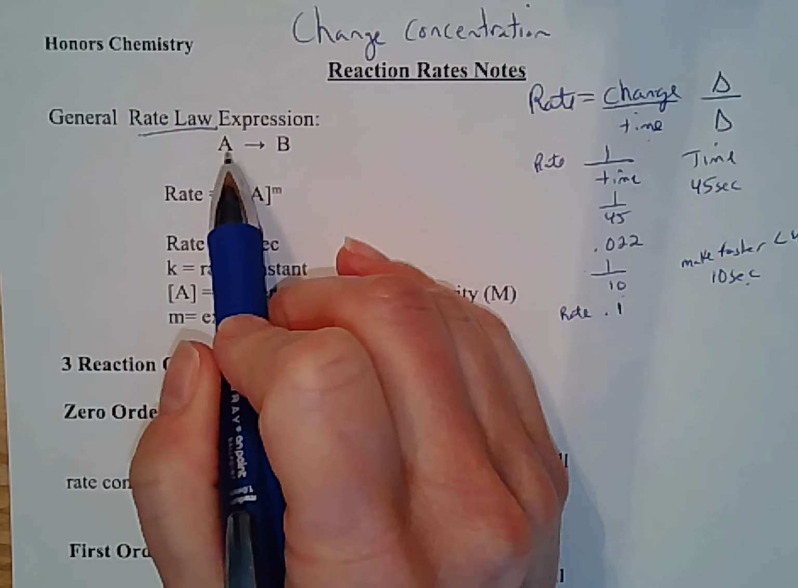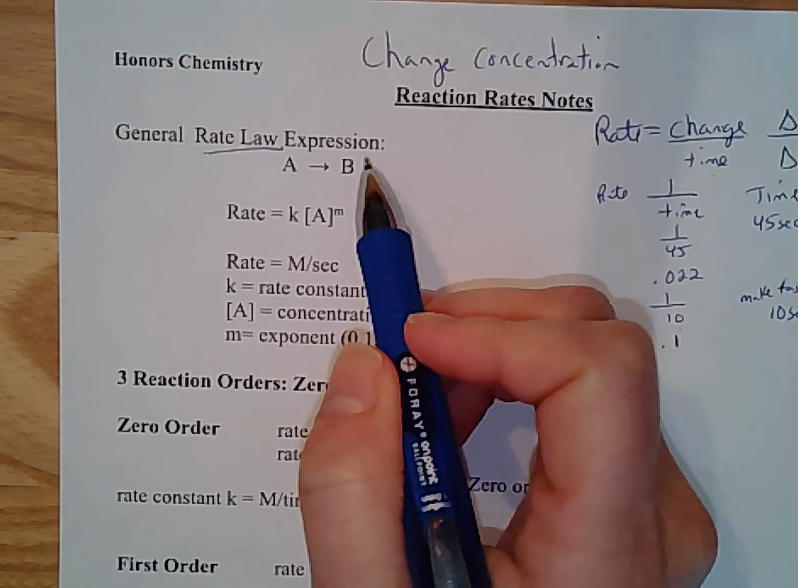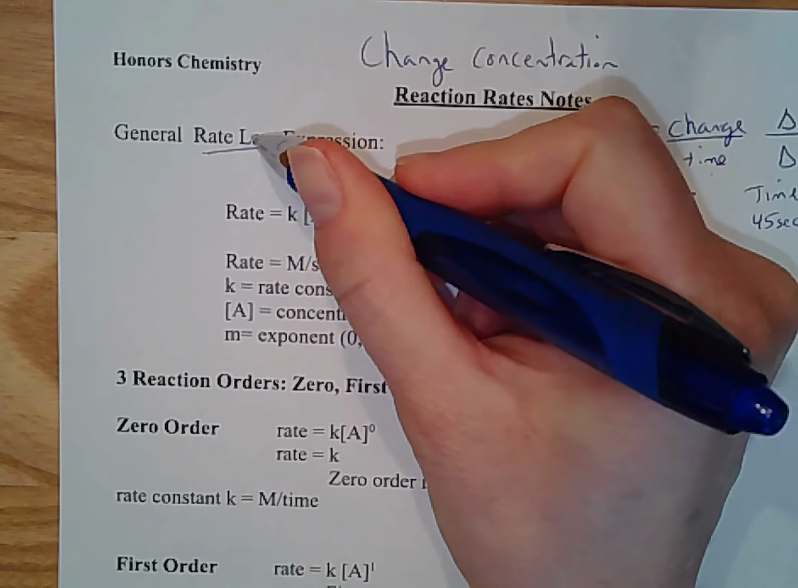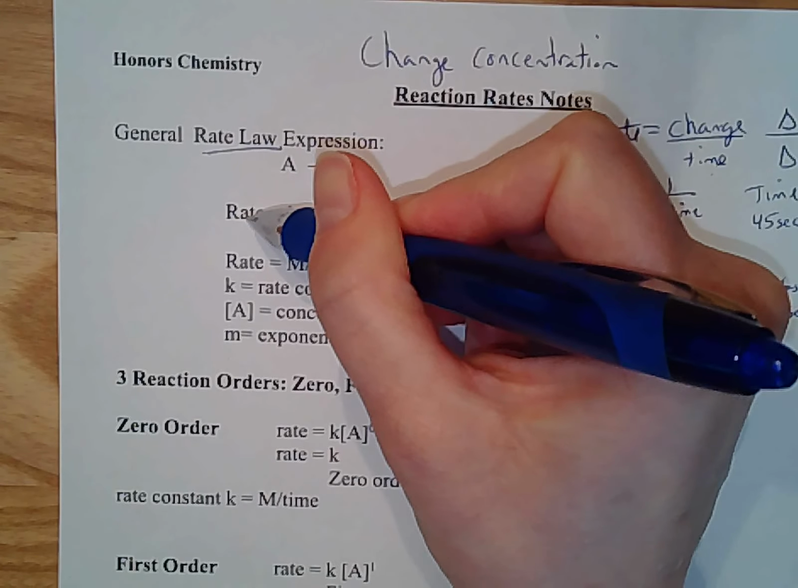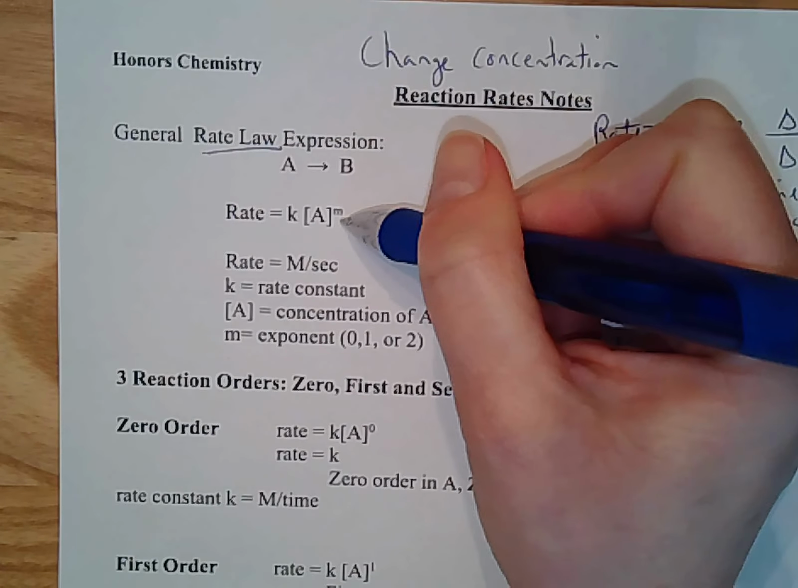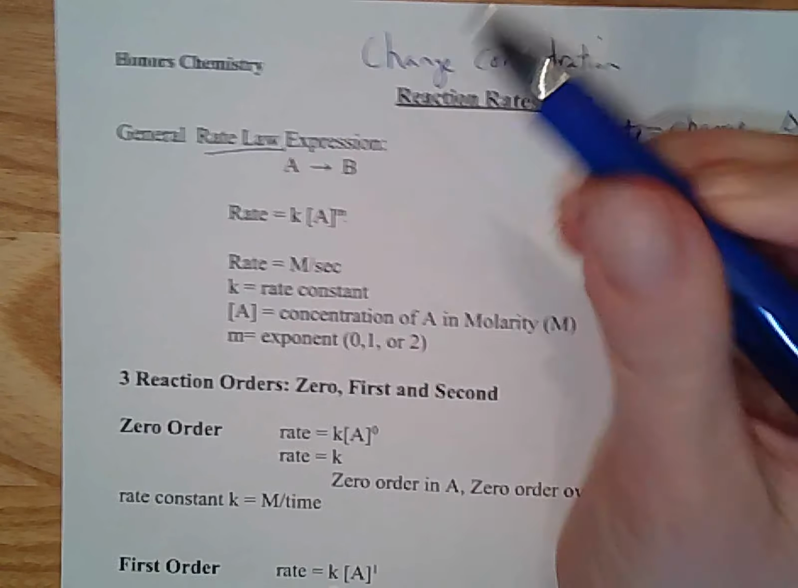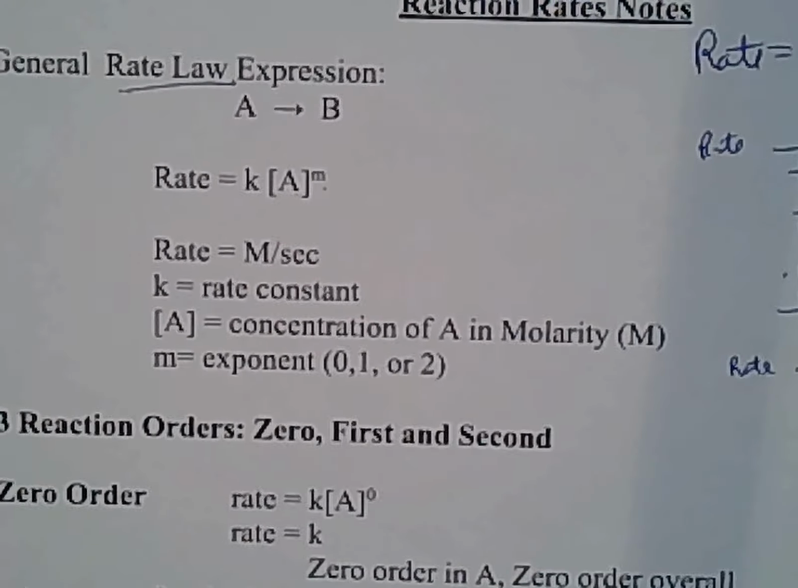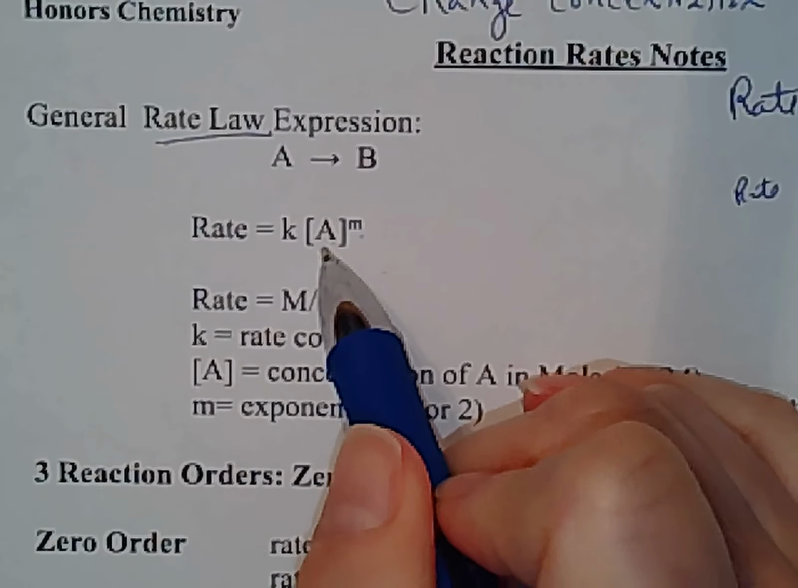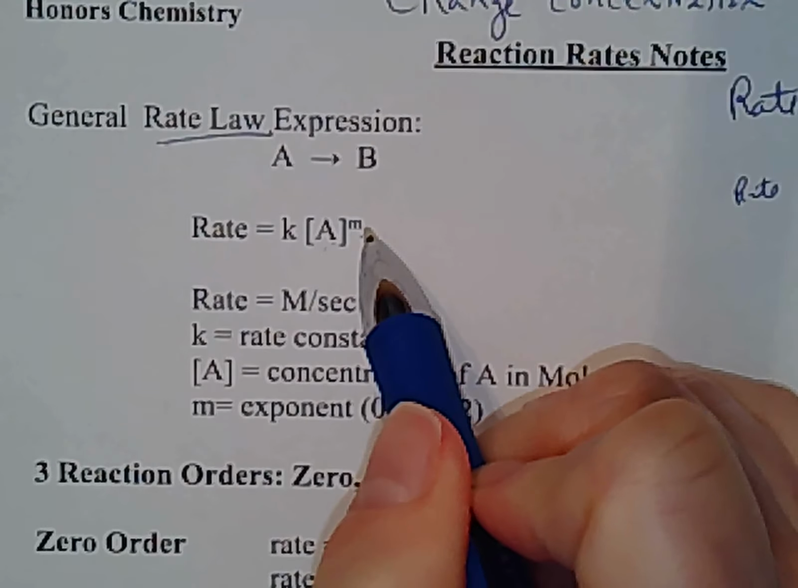So let's say I have a reactant A going to B. I could write what we call a general rate law expression. Rate is always going to be on the left, and then this expression is always going to be on the right. So I'm going to have a little k, [A] in brackets, which means concentration, and then to the power of m.